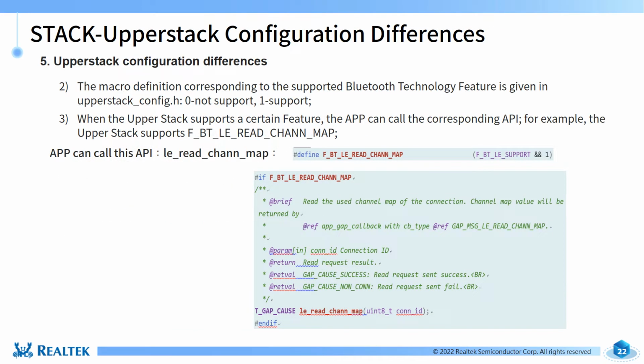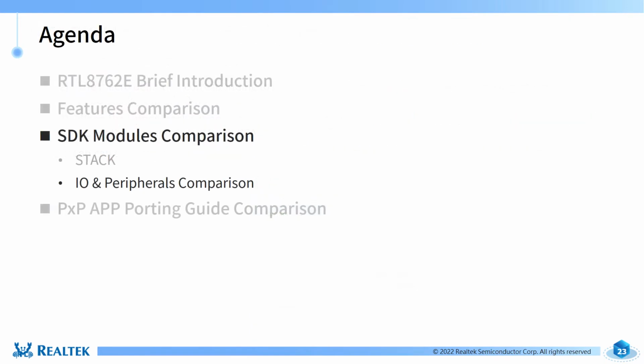Next is the macro definition corresponding to the supported Bluetooth technology feature given in the upper stack config.h. 0 means that the feature is not supported. 1 means that the app can call the corresponding API when the upper stack supports a certain feature. For example, the upper stack FPT-LE read chan map is supported, and app can also call the interface LE read chan map. The following is the second part of the SDK module, introducing some differences between I/O and peripherals.